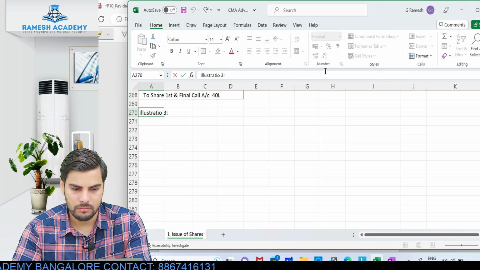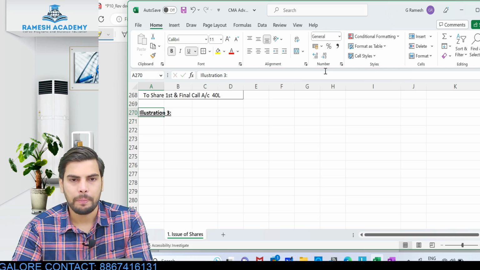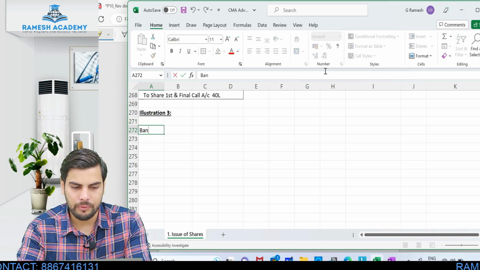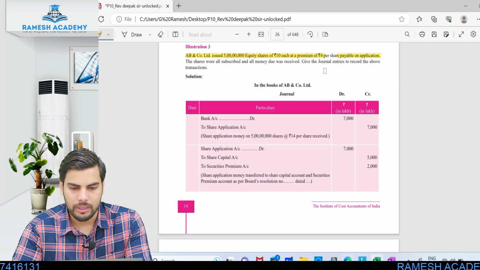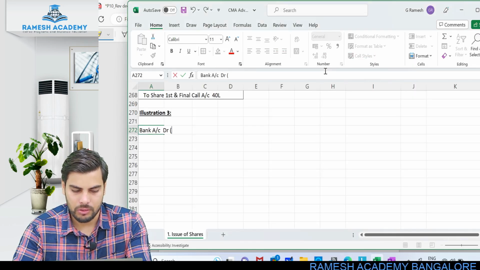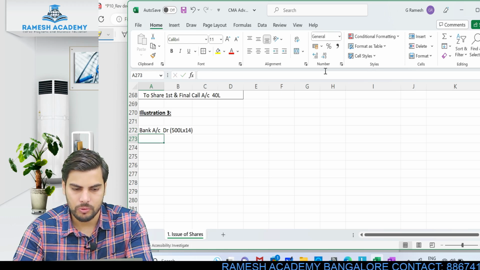Now the first entry would be when I receive the application money. What would be the entry? The entry would be like this: bank account debit. How many shares were issued? 5 crore shares were issued at rupees 14. 5 crore is as good as 500 lakh. So 500 lakh into 14. How much would that be?